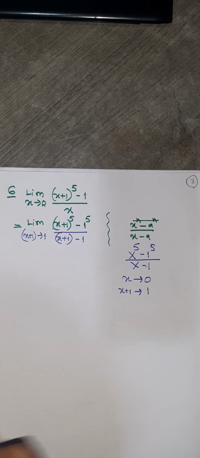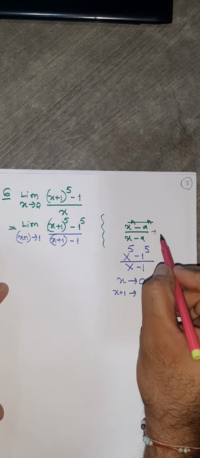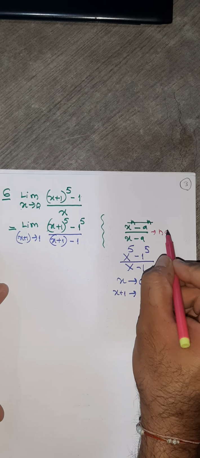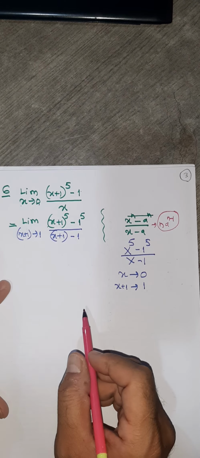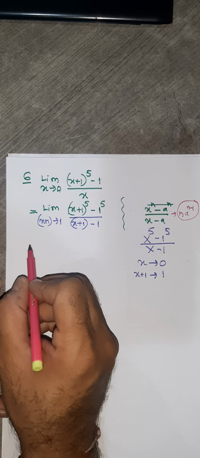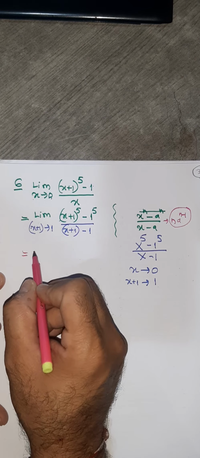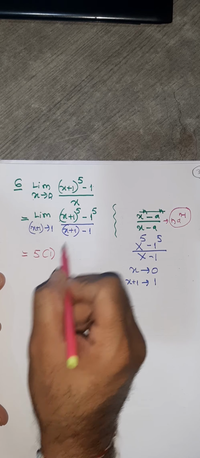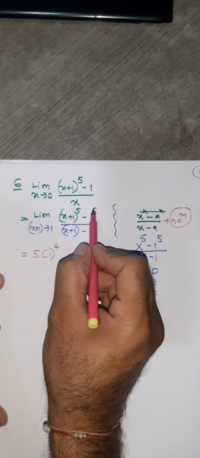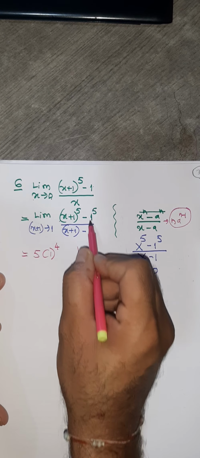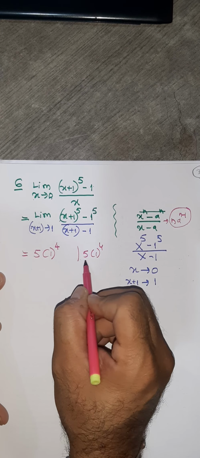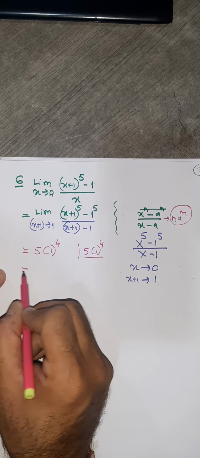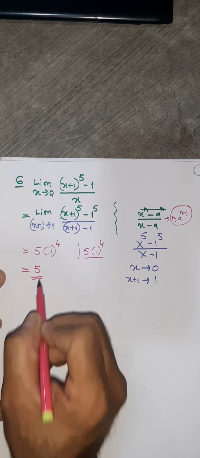Now, what is the limit of this? Answer to this here, n into a raised to n minus 1. So, what we'll get here? 5 will be in the product. 5 into 1 raised to 1 less power. If 5 आगे आ जाएगा, 1 as it is, और इसके less power. So, 5 minus 1, which is 4. So the final answer is just 5.